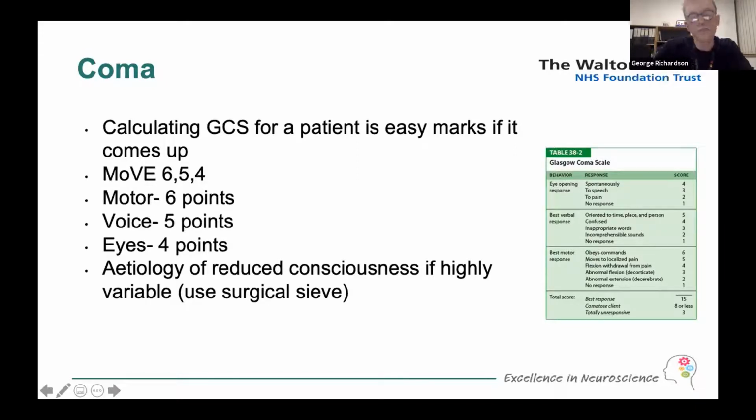And one of the ways that you can get around having to learn this off by heart, if you're trying to learn a lot for finals, is if you know that 3 is the lowest possible score that you can get for GCS, so 1 for each. And then if you know MOVE 654, you can work out what's in between if you've got a rough idea of what each of them should be. And then finally, when considering patients who are in a coma, obviously you need to go through systematically and use your surgical sieve, so your vitamin A's or whatever it is that you use for surgical sieve, to think about the different etiology that could possibly be causing this.